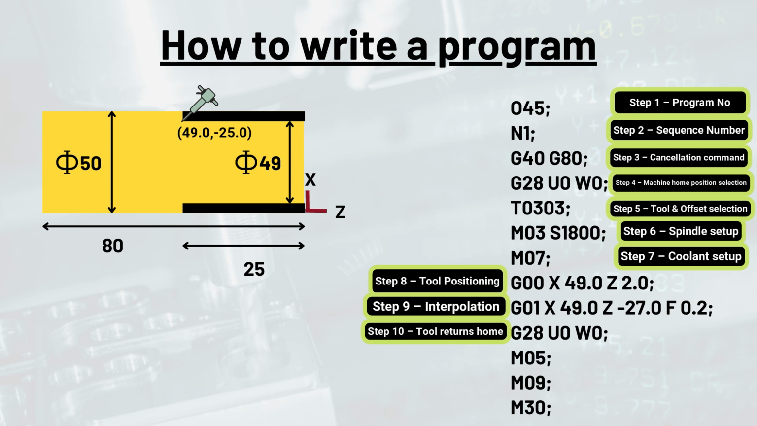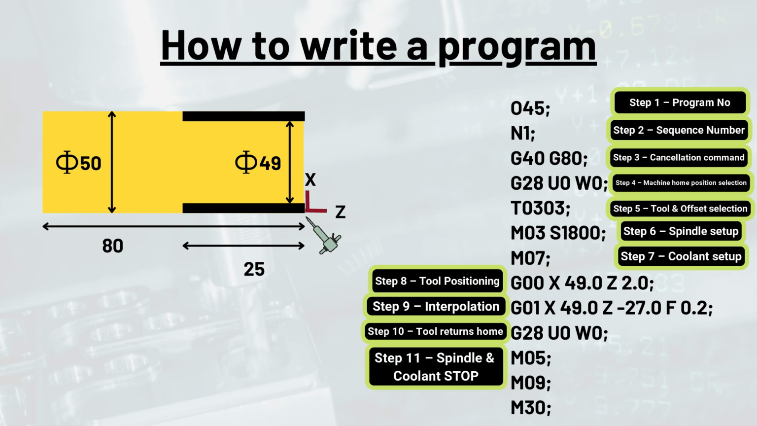This step is also known as tool return home. We will simply select machine home positioning selection command to return the tool home. That is, we are just repeating the fourth step here, G28 U0 W0. In the next step, we are going to stop the spindle as well as the coolant. Because we have got the desired outcome, we can now stop the spindle using M05 command followed by coolant by M09 command.